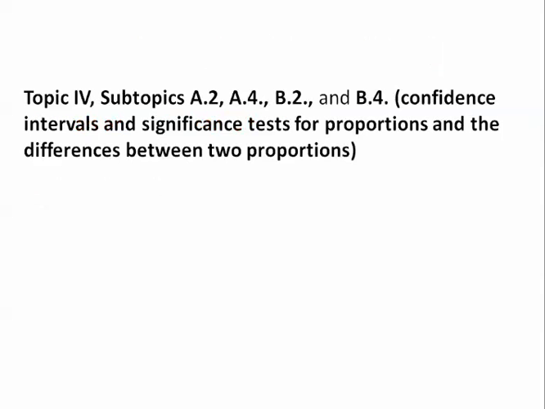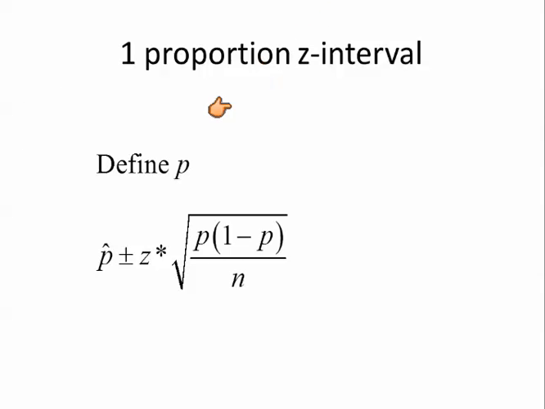We're looking at subtopics A2, A4, B2, and B4. These are confidence intervals and significance tests for proportions and the difference between two proportions. We're going to be looking at one proportion to begin with. That's what study 1 is about.